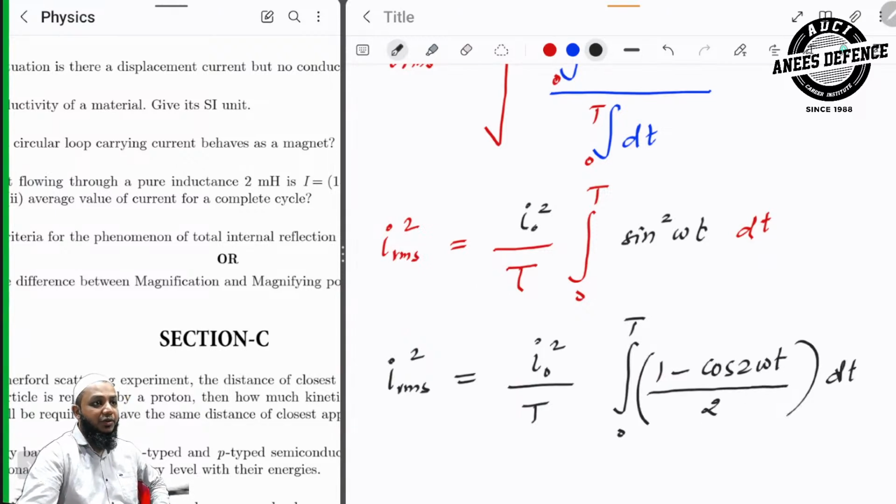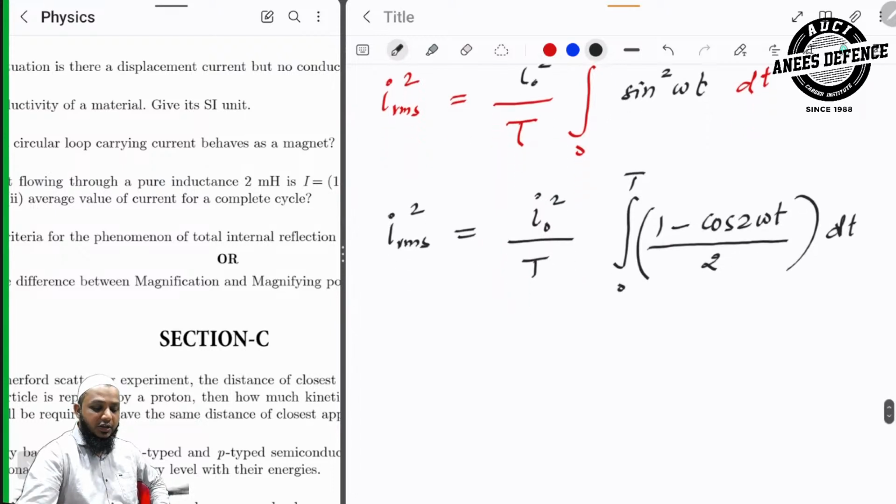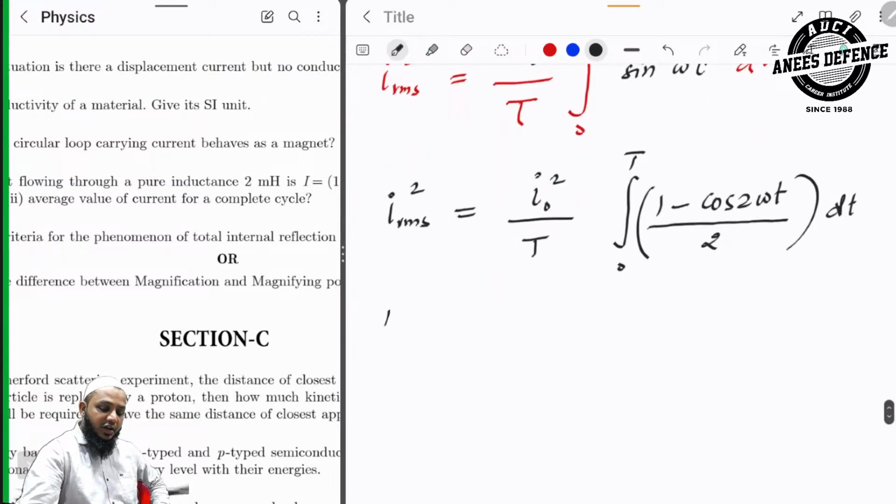You have to make mathematics very strong. Sin square theta is what? 1 minus cos 2 theta upon 2. Therefore, sin square omega t would be 1 minus cos 2 omega t upon 2. Correct? So, I RMS. Now the steps are becoming huge. I naught square upon 2T, inside the integration 2, I took the common. Integration 0 to capital T.